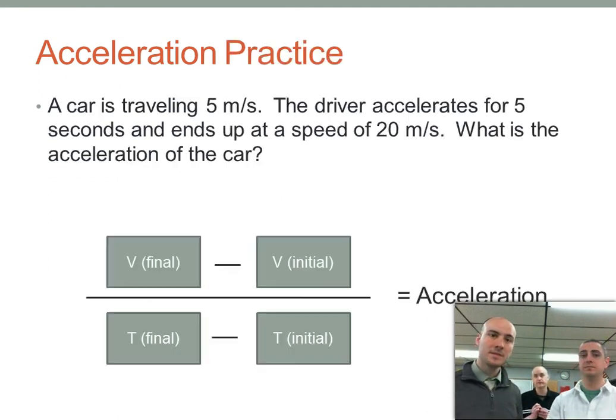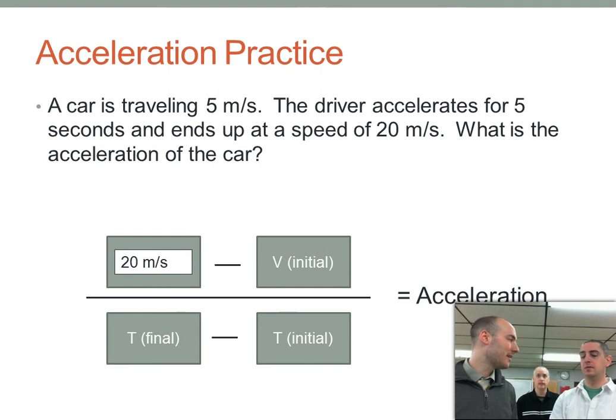So here's a quick practice problem, and I actually put the formula here. We're going to plug in the numbers together. A car is traveling 5 meters per second, and then the driver accelerates for 5 seconds and ends up at a speed of 20 meters per second. What is the acceleration of the car? First of all, what is the final velocity there? 20 meters per second, because that's what they were at the end. That's where we ended up. What is the initial velocity? 5 meters per second.